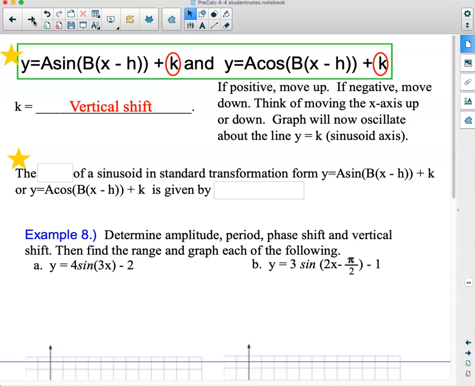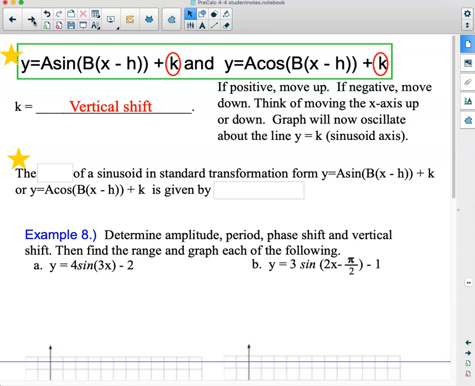Every once in a while somebody will mess up on the phase shift being moved, but this one, without a helper, really messes people up. So if it's positive, move it up. Remember, this one's the normal one. It's always x that's the problem, but this is our y. So if positive moves up, if negative moves down, think of moving the x-axis up or down. That is the biggest help right there. Think of moving that x-axis up or down.